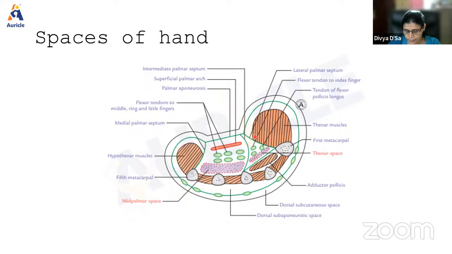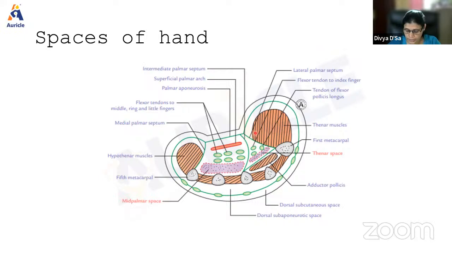Laterally, it is the lateral palmar septum extending from the lateral edge of the palmar aponeurosis to the first metacarpal. Medially, it is the intermediate palmar septum. Posteriorly, it is the fascia covering the transverse head of adductor pollicis. Proximally, the space is limited by the fusion of the anterior and posterior walls in the carpal tunnel. Distally, it becomes continuous with the lumbrical canal.